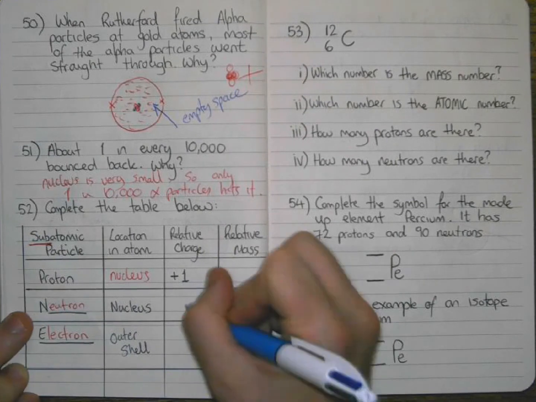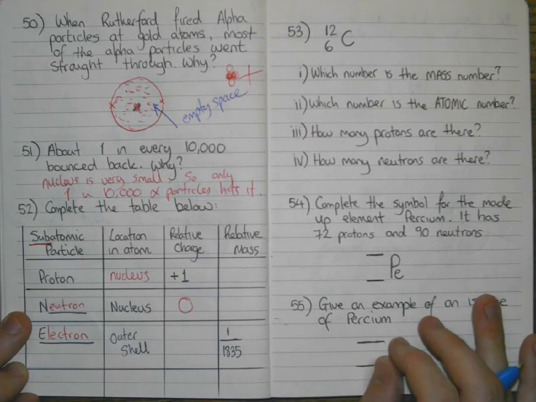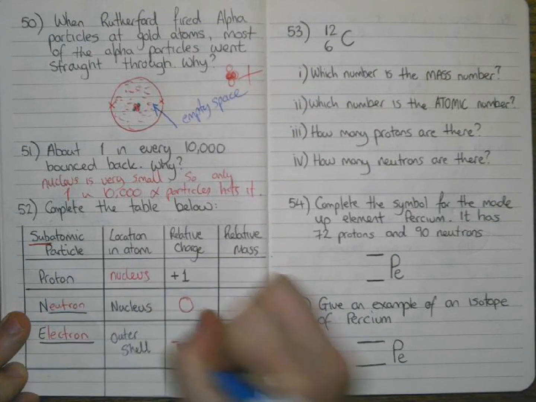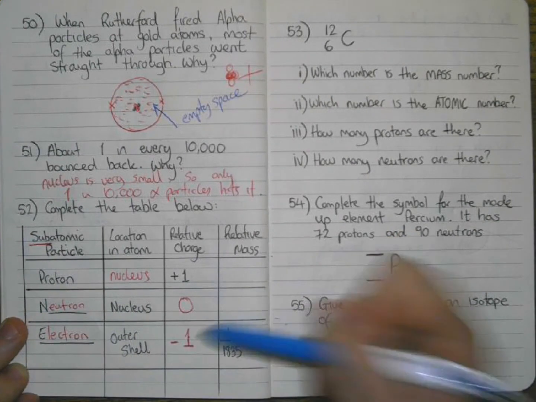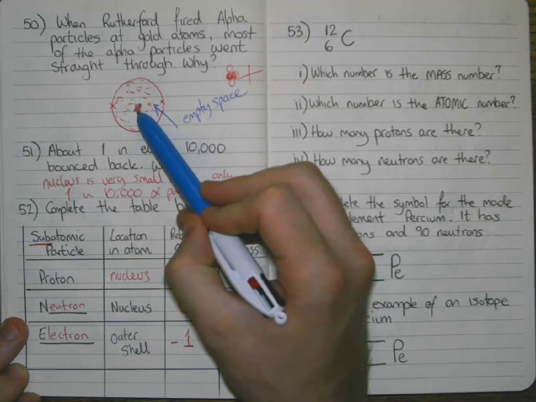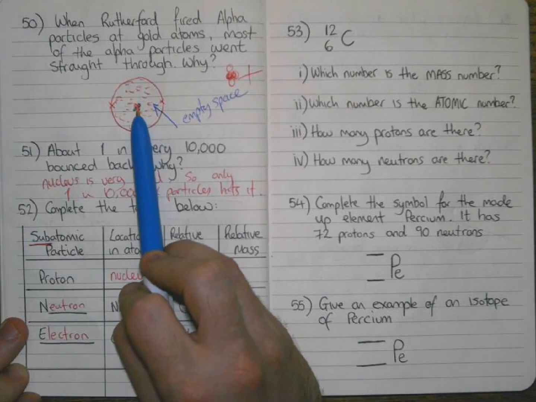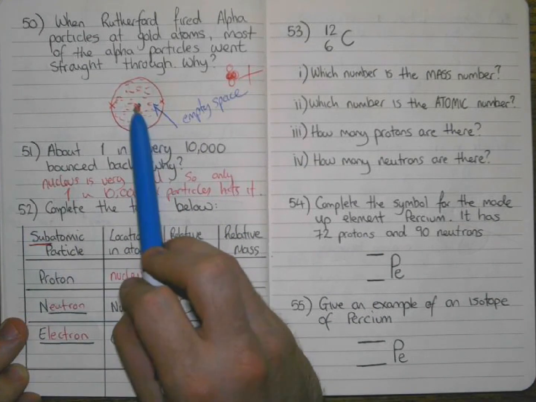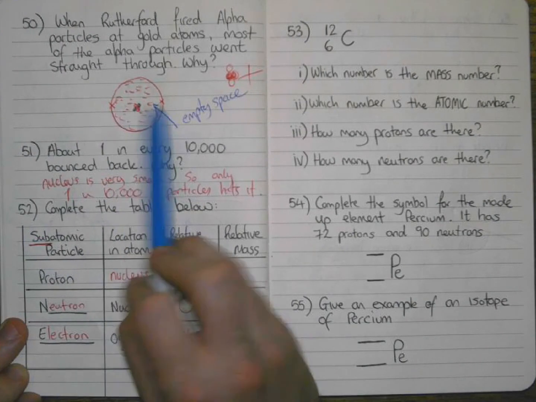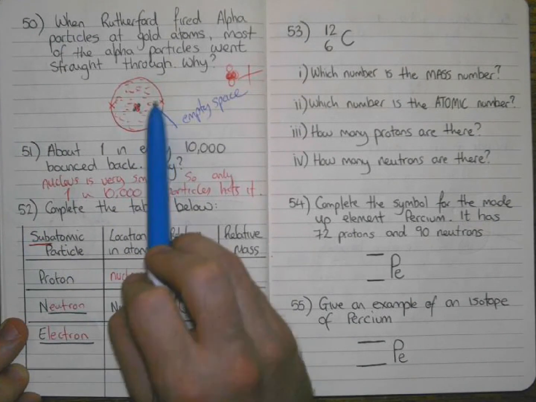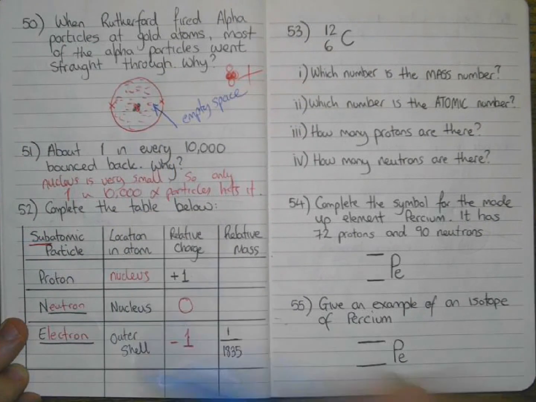The charge: a neutron is neutral, and an electron is -1. It's the opposite to the proton. So to have a neutral atom, you can see here we've got 2 balls of positive charge, so 2 protons in the nucleus, and we've got 2 electrons in the outer shell, so the overall charge of this atom would be 0.